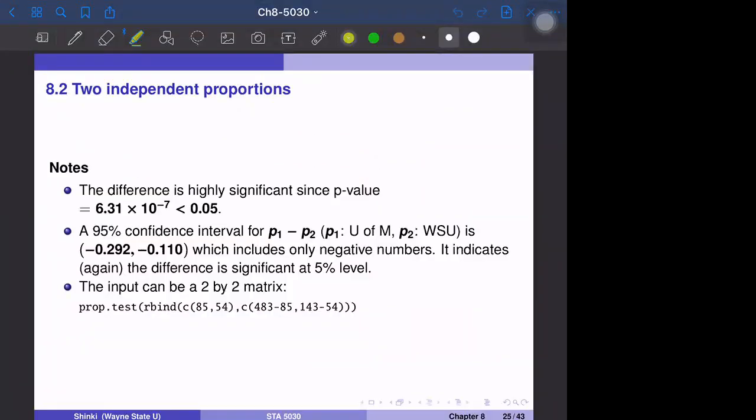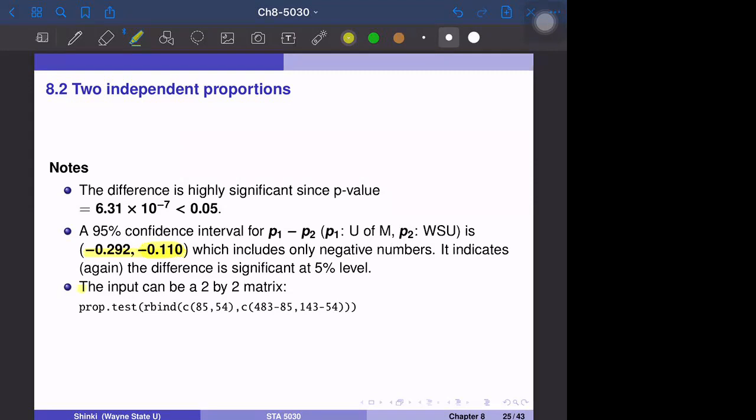A couple of notes. The first one is already mentioned. The second one: the 95% confidence interval for P1 minus P2 is negative 0.292 to negative 0.110. So this only includes negative values. This means that at least Wayne State University has an 11% higher percentage of students enrolled. So it also indicates that the difference between U of M and Wayne State is significant.